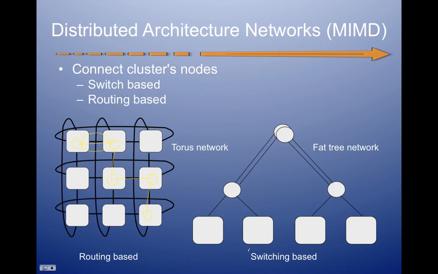The other kind of network is switch-based. In this case, data is sent through switches up to the destination. And in this example, the switches are used to create a fat tree network. That means that when you go closer to the root, you increase the bandwidth between two switches. The advantage of this network is that the node doesn't have to route the data, so the latency is more or less very similar from one node to another.